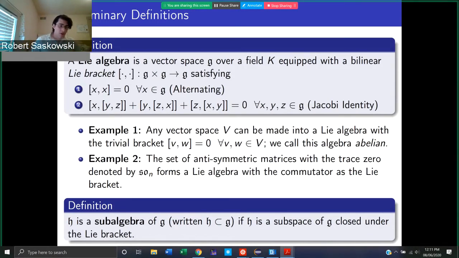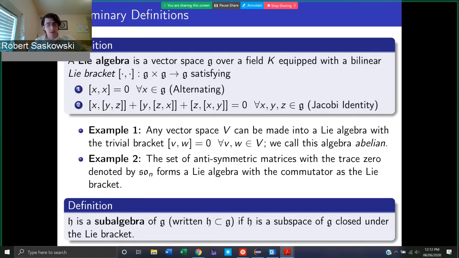Now, we can also construct a slightly more interesting example, which is the set of antisymmetric matrices with vanishing trace. Associated with the Lie bracket is the commutator, and this is a Lie algebra. In particular, it's the Lie algebra corresponding to SO(n), a rotation group in n dimensions.